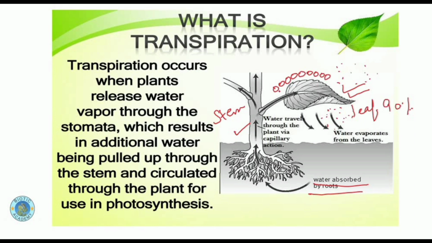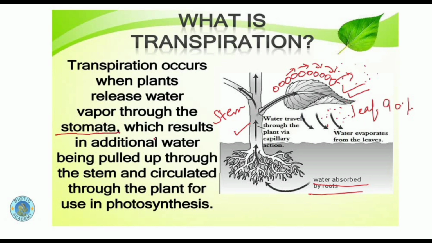The molecules of water are like a continuous column inside the plant body, and when one water molecule diffuses out of the leaves into the environment, then the second molecule comes, then the third one, the fourth one. In this way, the water molecules keep on coming up towards the stomata of the leaves.